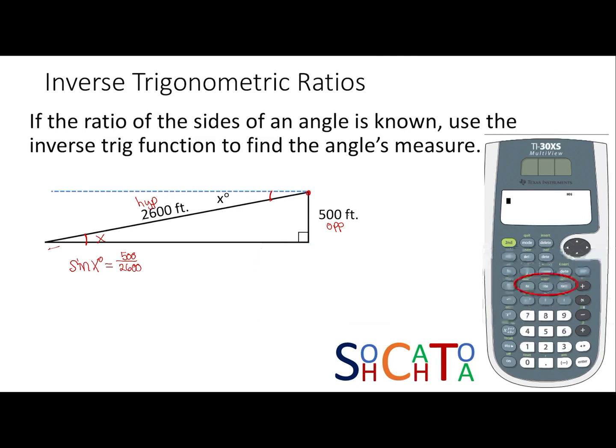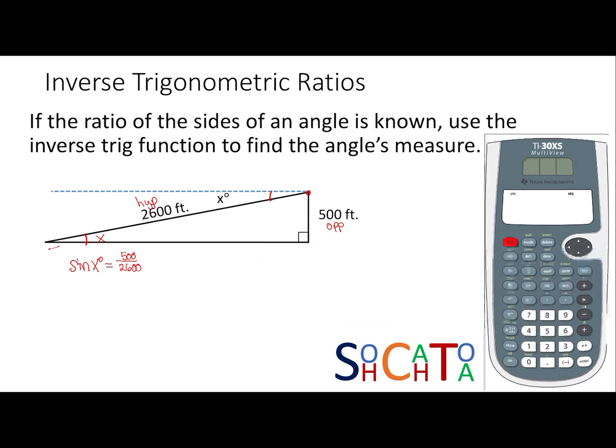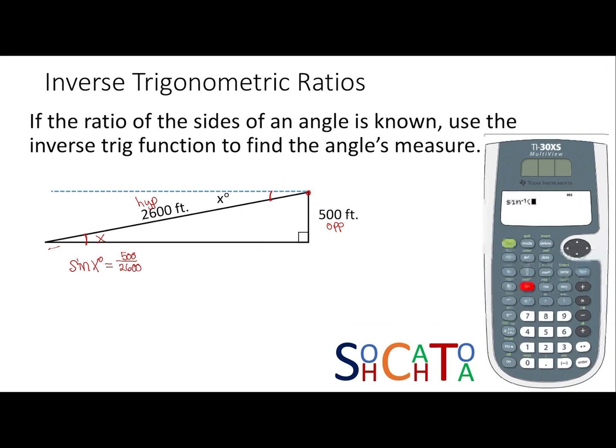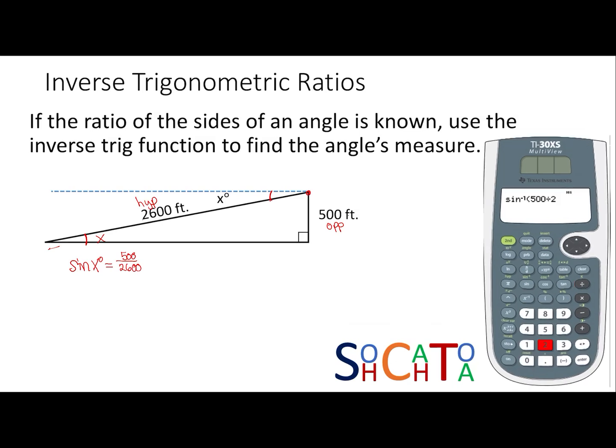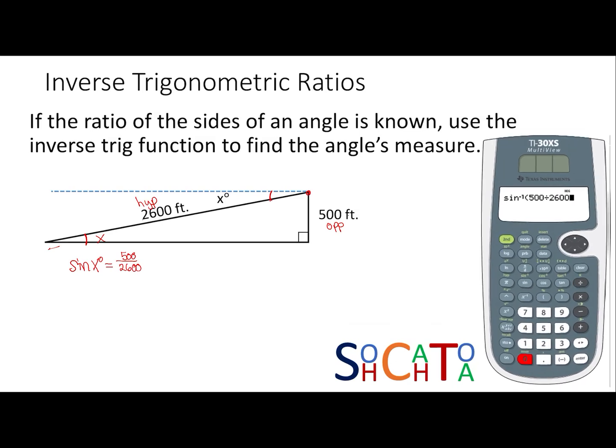So we press our second button on our calculator, or our shift, and then we type in sine, the inverse sine, the arc sine of 500 divided by 2,600. And we can close our parentheses if we want to, or we can leave it as it is.